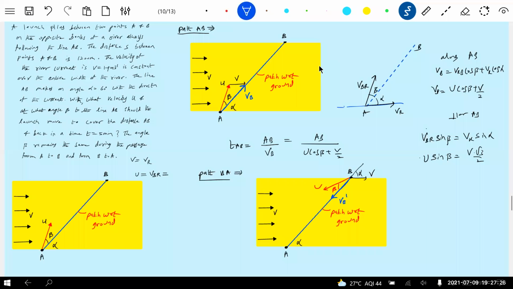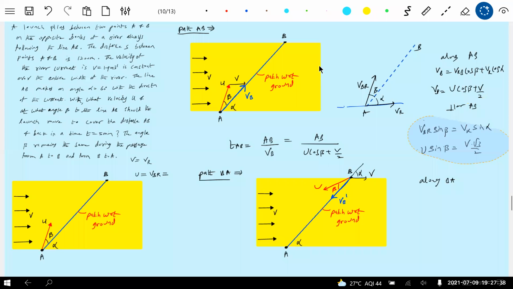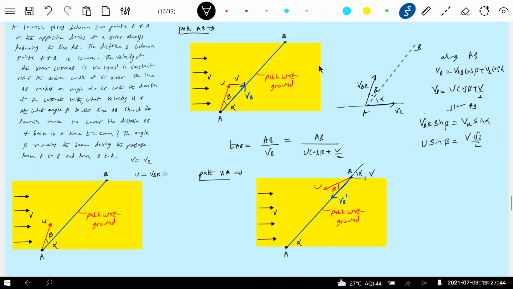VB dash will write it. It cannot be some other speed. So along BA, I think we can push it up. Along BA we'll see it. What is the equation? VB dash should be equal to U cos beta minus VR cos alpha. Let me write it directly, I can save time. Okay, this is the thing.